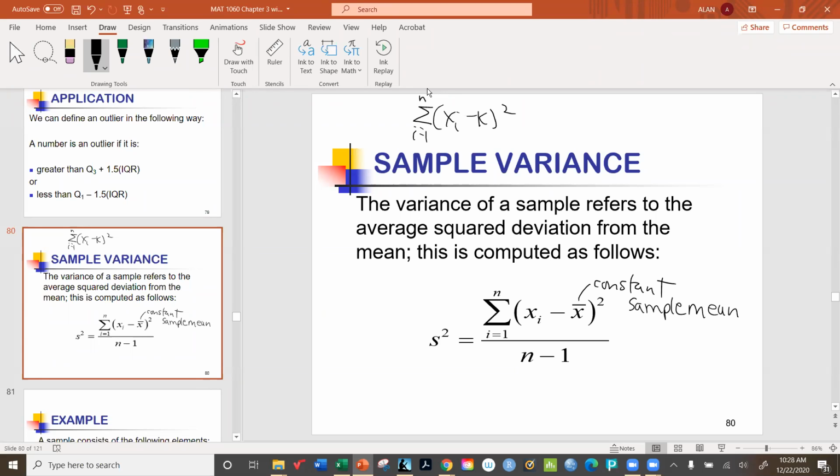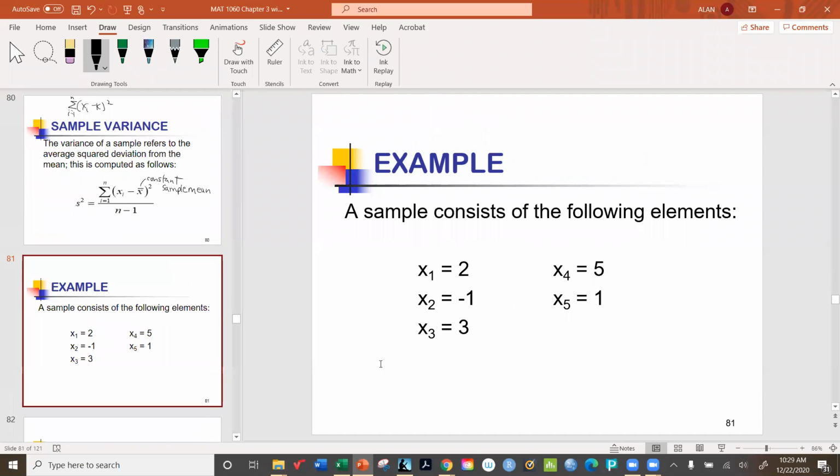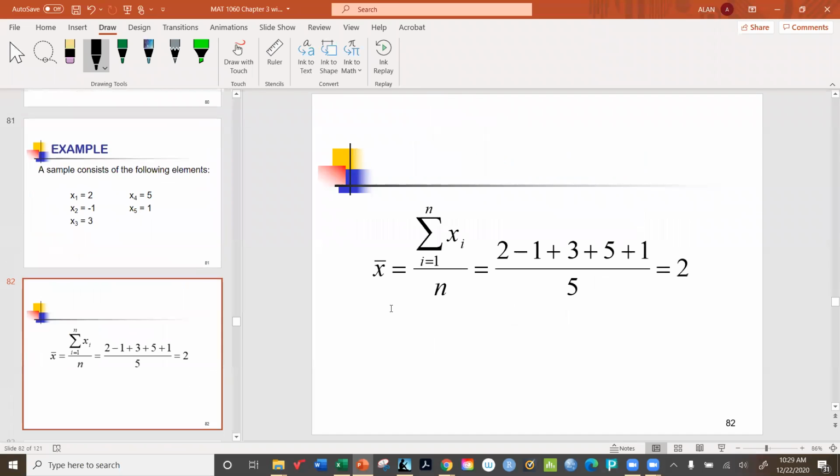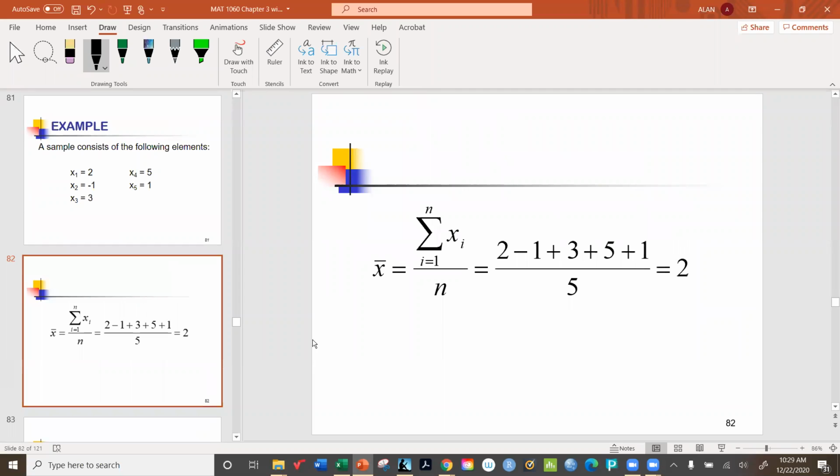So then in the denominator, you can see you're dividing by n-1. Here, this symbol represents the sample variance. And if you notice, of course, S is a Roman letter. We're using that to represent the sample variance. So now we're going to do one of these. This is the same example we've had before. And you'll recall that we've already figured out that for this case, the sample mean is 2. So that part is done.